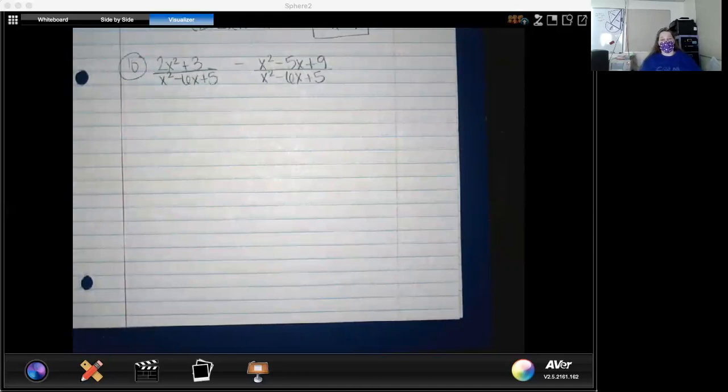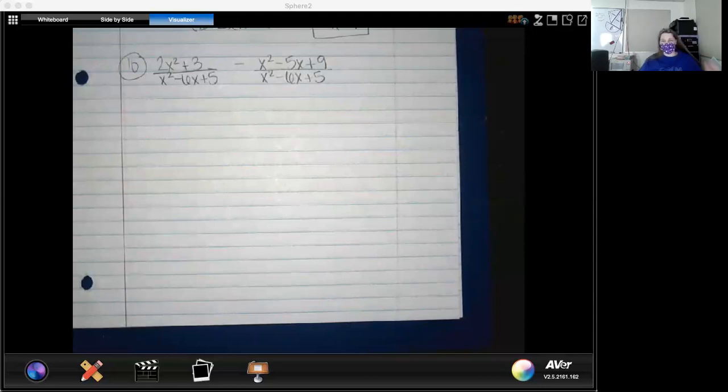minus x squared minus 5x plus 9 divided by x squared minus 6x plus 5. Nope, because we don't have enough time to get to it. That was the second part of this lesson that we would typically do on Monday, but we don't have enough time. So with common denominator is all you guys are getting to.